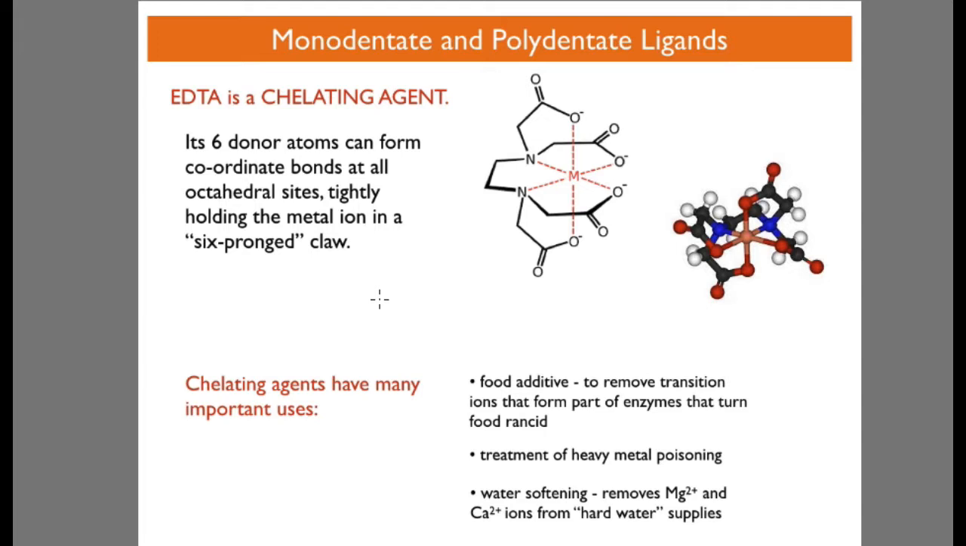Now, these chelating agents have many important uses. They're used in food additives. They remove transition metal ions that form part of enzymes that turn food rancid, so they can allow food to last longer. You can use them to treat heavy metal poisoning. They'll mop up heavy metals. And they're also used in water softening. It removes magnesium and calcium ions from hard water supplies. Very useful chemical.